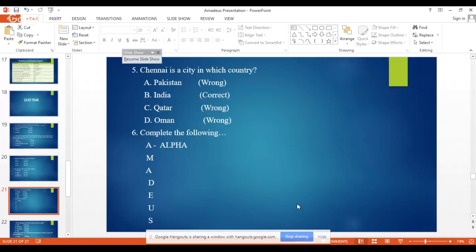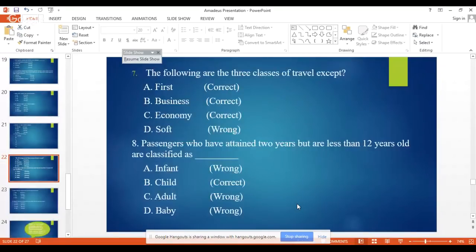Now let's look at question 6. Complete the following. It's on the aviation alphabet. What we have there is Amadeus. So what's the aviation alphabet for Amadeus? The A is for Alpha, M for Mike, A for Alpha, D for Delta, E for Echo, U for Uniform, and S for Sierra. That's Amadeus.